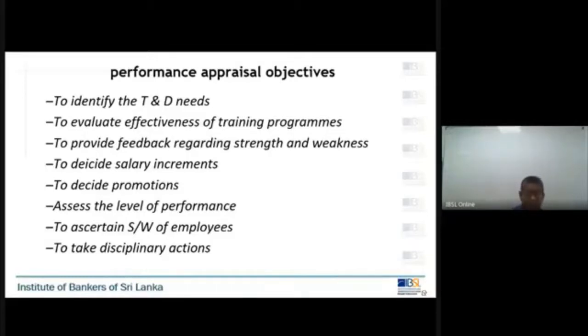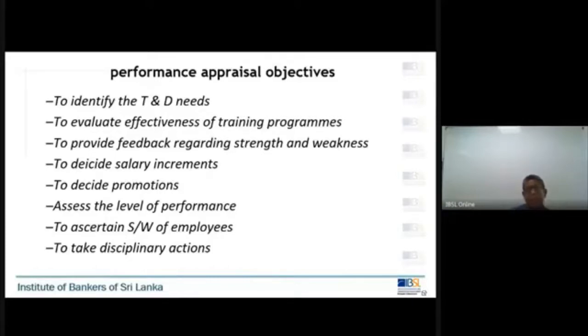Clear? So you know what the objectives are. Sometimes the examiner asks you what the decisions are. The examiner will ask this question in a different way rather than asking about objectives. Say the examiner puts a question like this: performance appraisal is an important human resource function in an organization.